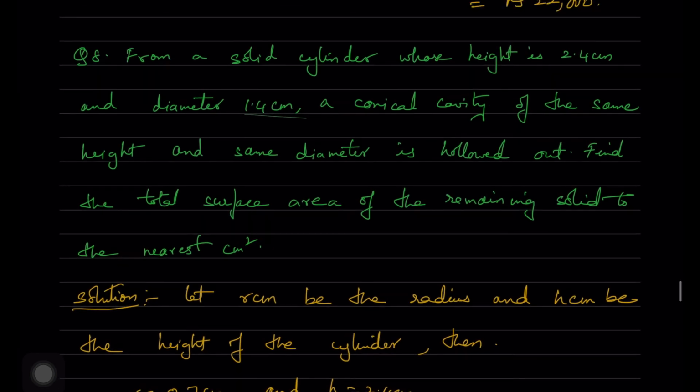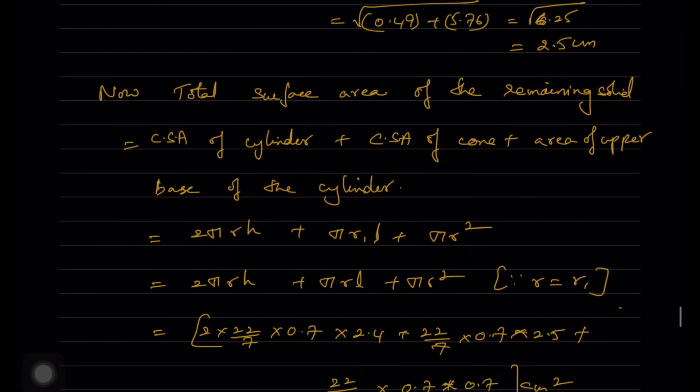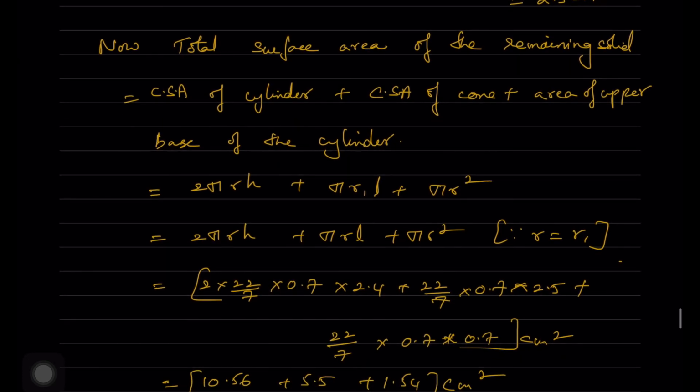Now here actually, from a solid cylinder whose height is 2.4 centimeters and diameter 1.4, a conical cavity of the same height and same diameter is hollowed out. So here you have the solid cylinder, isn't it? Find the total surface area of the remaining solid to the nearest centimeter square. That's why we are taking it in this way. Total surface area of the solid: whatever you cut out from that, you take CSA of cylinder plus CSA of cone plus area of the upper base of the cylinder.